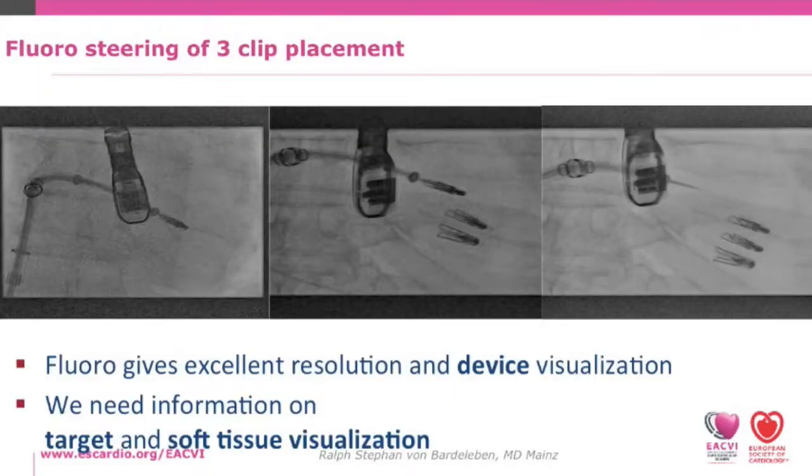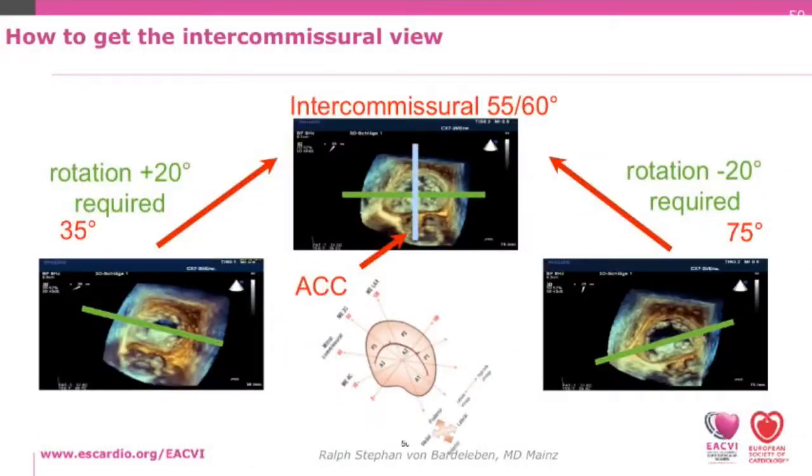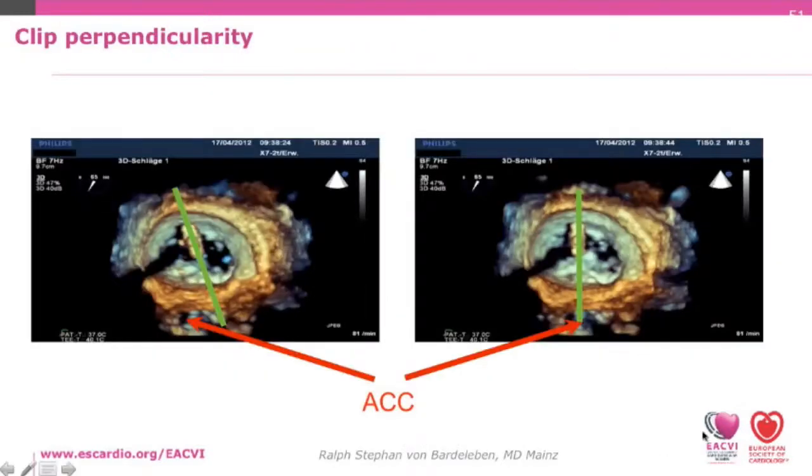This is what we would see if we would use fluoro alone, no soft tissue information, and this is what we see if we use both fluoro and the echo, and you can see that we need to align to the morphology of the mitral valve. So the typical intercommissural view will be 55 to 60 degrees, but we can also rotate to the medial side with lower numbers of angulation, and higher number of angulation will rotate us here to the lateral side.